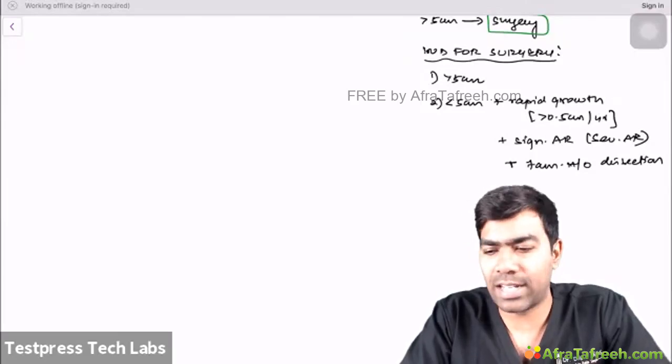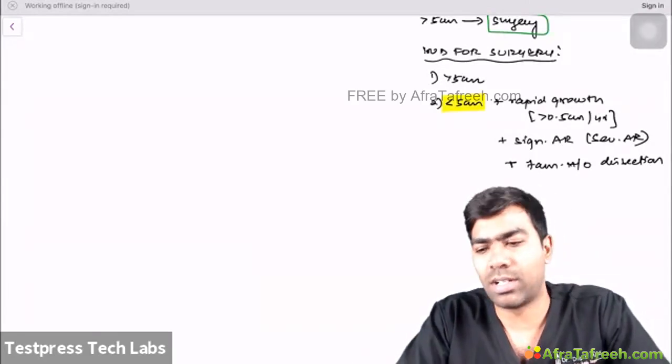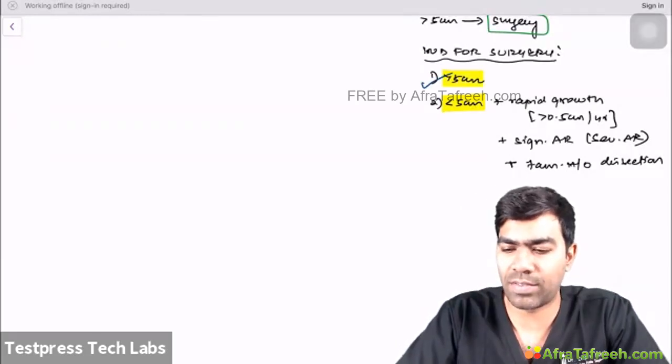So these are the 3 indications where you can do aortic root surgeries, even if the aortic root diameter is less than 5 centimeter. But more than 5 centimeter is a definitive indication for surgery.